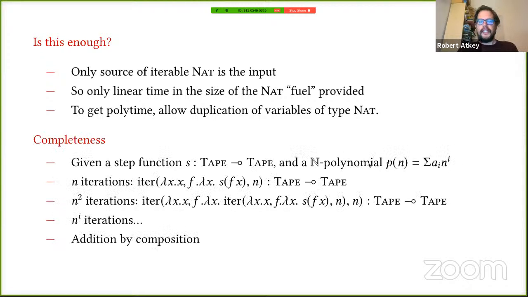And then it's actually easier to prove completeness than it is to prove soundness. But the completeness proof, that we get all of polynomial time, goes like this.